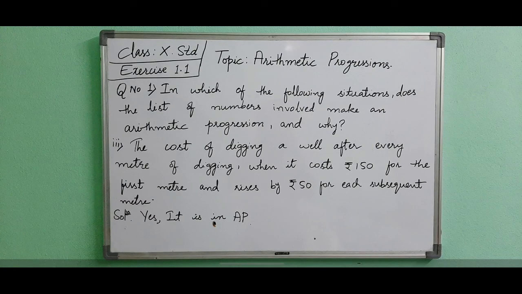Now the third question of this exercise: the cost of digging a well after every meter of digging, when it costs rupees 150 for the first meter and rises by rupees 50 for each subsequent meter. So we can easily say they are in AP. Why? Because the first time it is 150, for the second meter it will be 150 plus 50, which is 200. Then for the third, in 200 it should be 250, and again in 250 it should be 300. So each time a fixed amount is added. So we can say that it is in AP because the difference is the same. In each step the difference is 50 itself. That's why it is in AP.